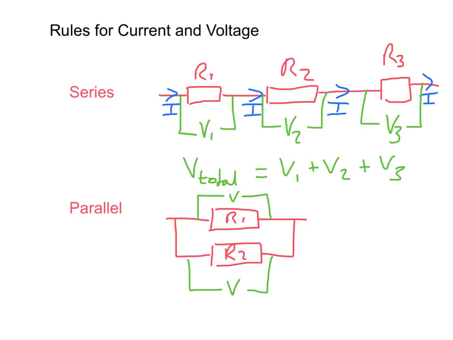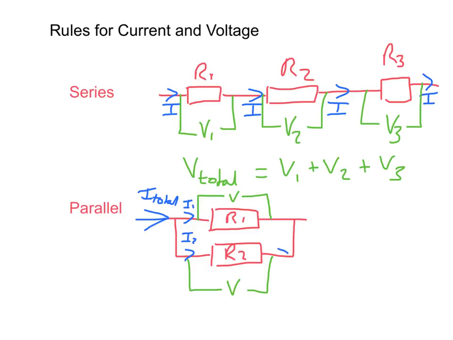So, the current is a different story. If we have the current entering here, let's call it I total, that current will then split up at the junction. Some of it, I1, will travel through R1, some of it, I2, will travel through R2. The amount of the current that travels through depends on the size of the resistors. The lower the resistance, the greater the current that will flow through it.